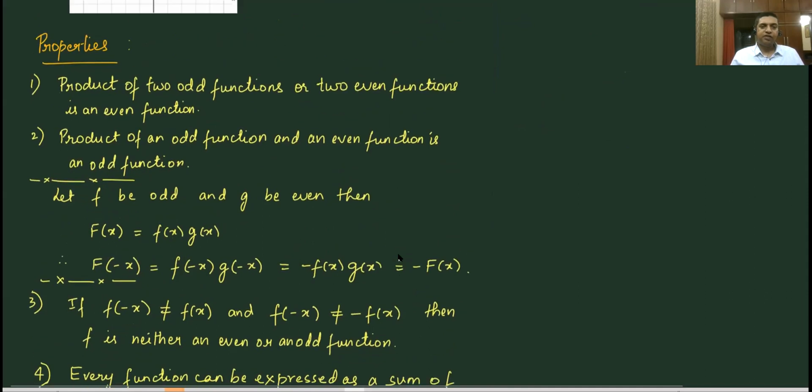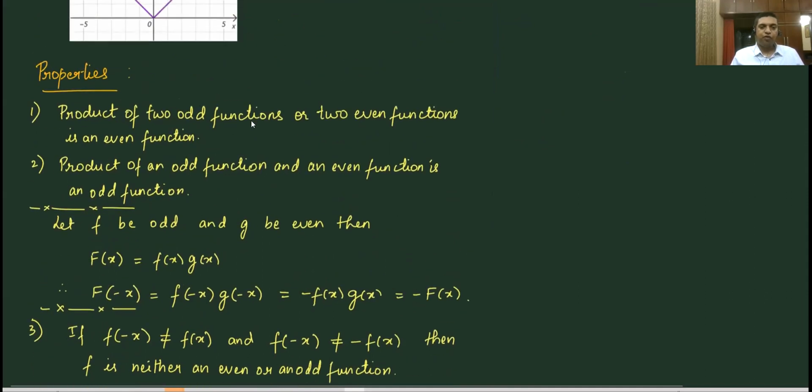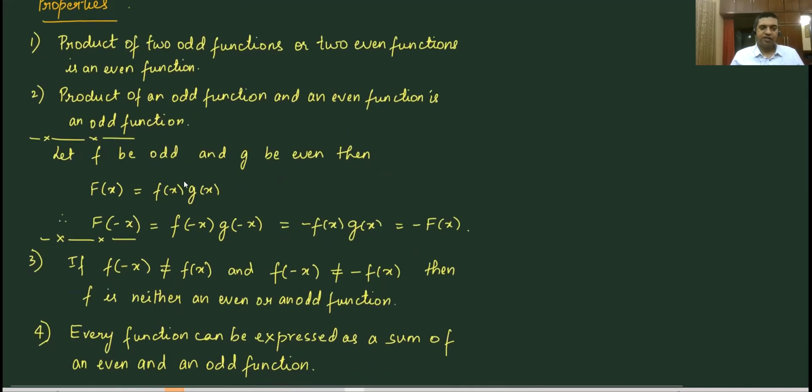Now, the product of two odd functions or two even functions will be an even function. The product of an odd function and an even function will be an odd function. So here is an example.